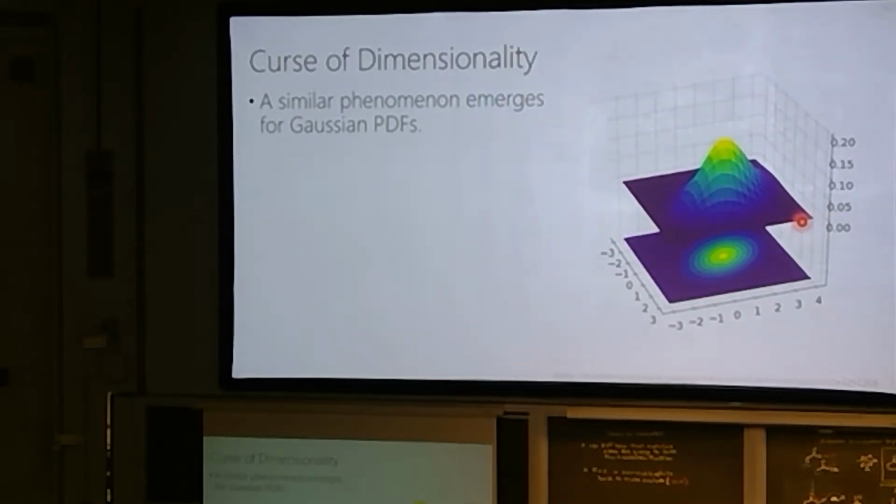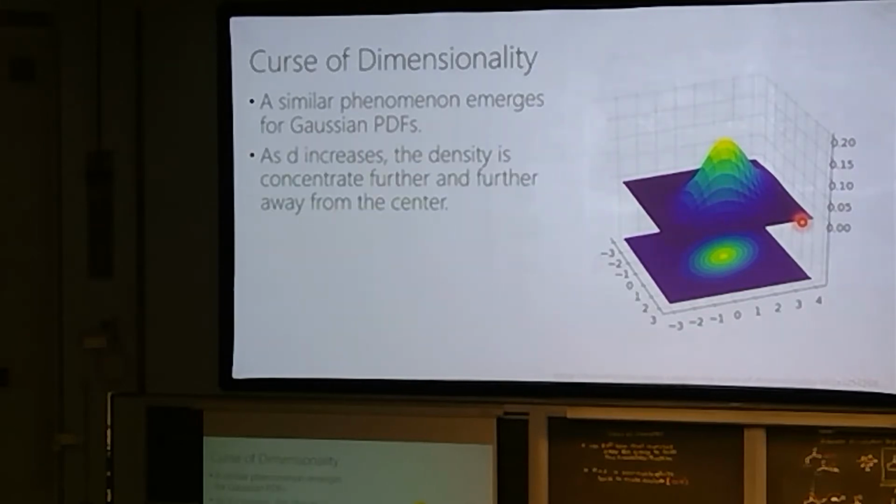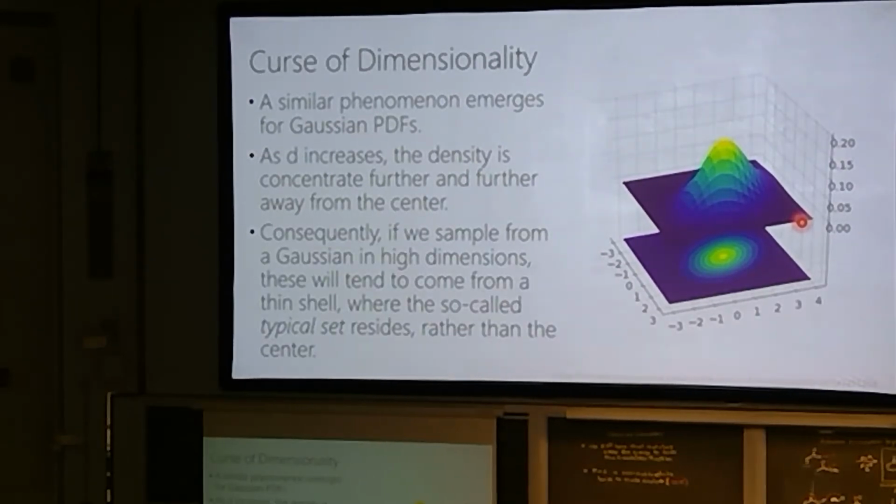And you can also show this for Gaussian probability density functions, that if you go to higher and higher dimensions, there's something called the typical set that lies in a radius related to the variance away from the center, which I think is also kind of counterintuitive. And as d increases, the density concentrates further and further away from the center. And so, consequently, if you sample from a Gaussian in high dimensions, these will tend to come from this thin shell that is not at the origin of the Gaussian.